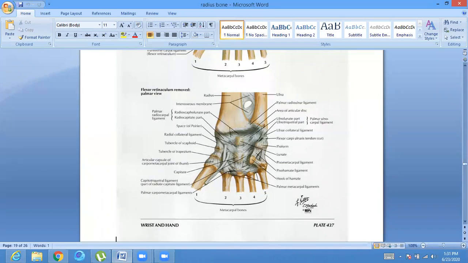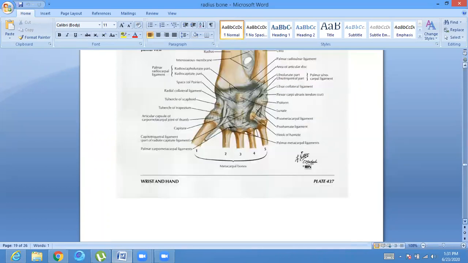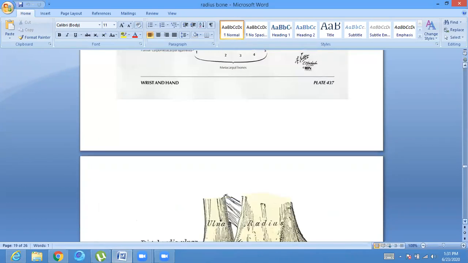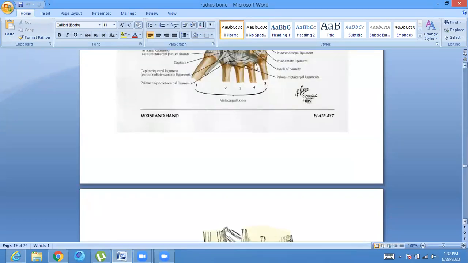कौन बताएगा जी? Lateral surface. Abductor pollicis longus or extensor pollicis brevis. Very good. Abductor pollicis longus and the extensor pollicis brevis. Okay. Now the dorsal surface.